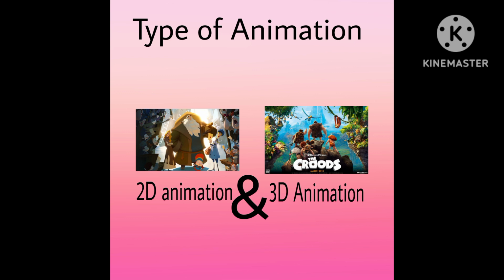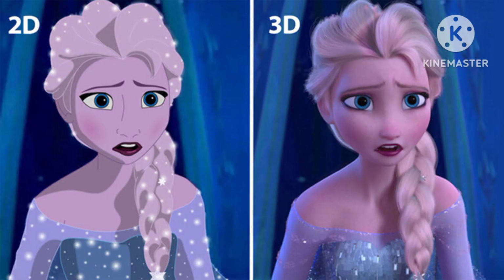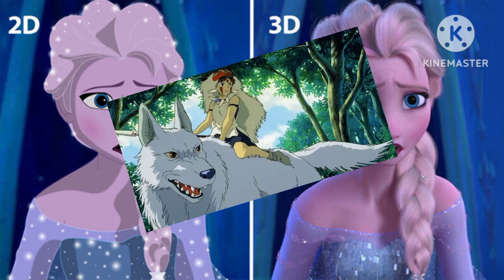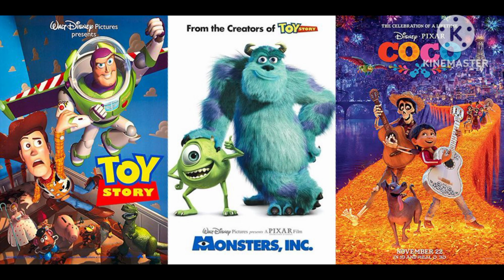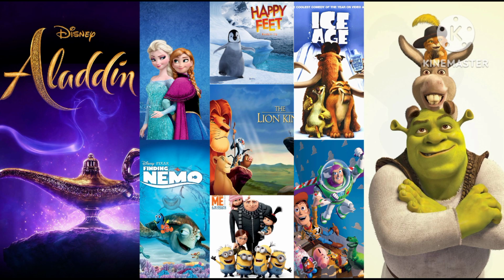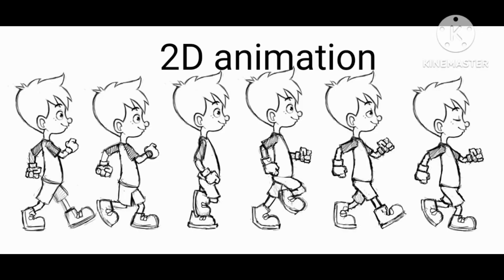Animation has two types, 2D animation and 3D animation. The difference between 2D animation and 3D animation is that 2D animation is two-dimensional and 3D animation is three-dimensional. You have seen many animation movies, but you may not know what is 2D animation and what is 3D animation. I hope you will know the difference from my next segment. So let's move on and talk about the whole history of 2D animation.